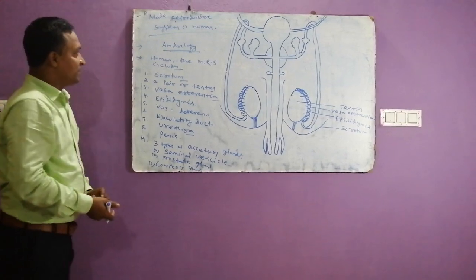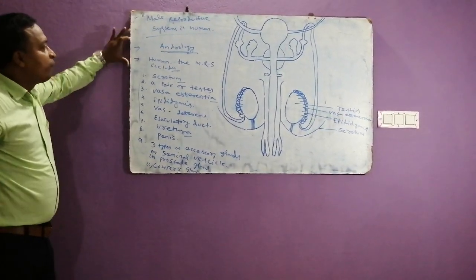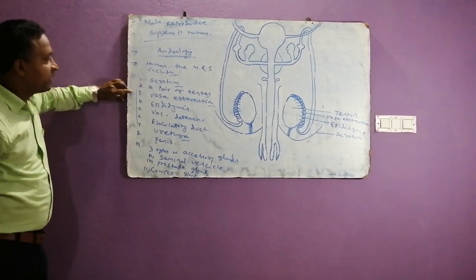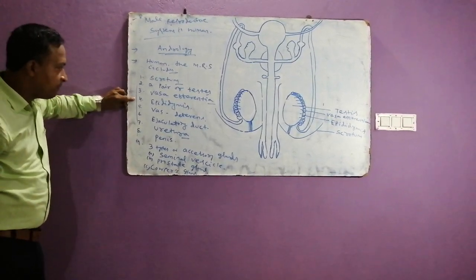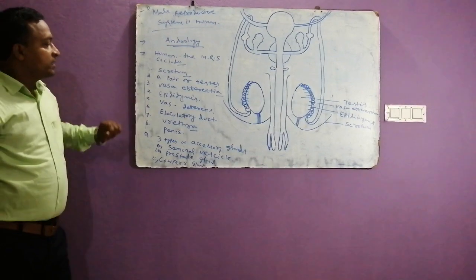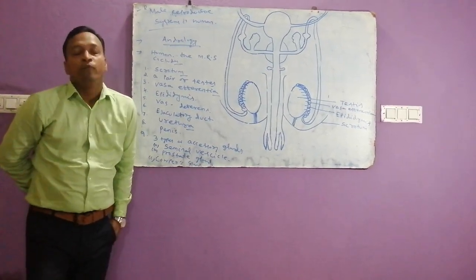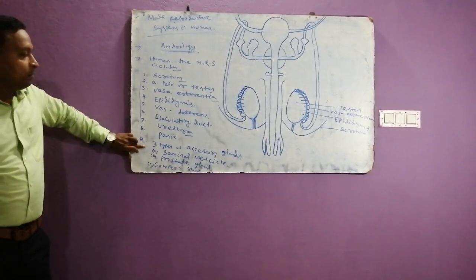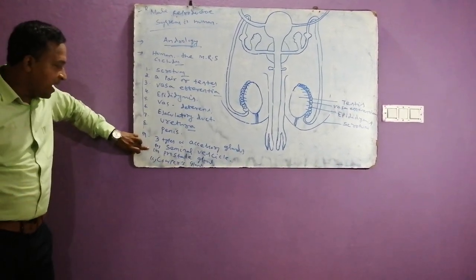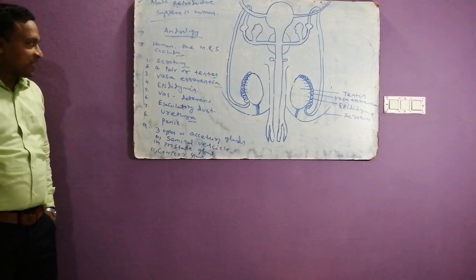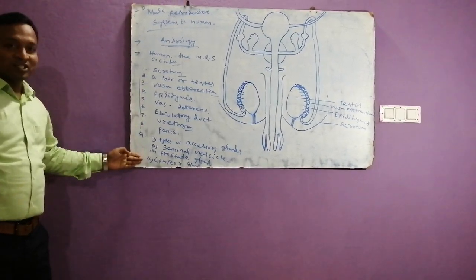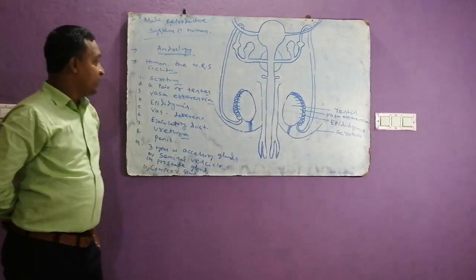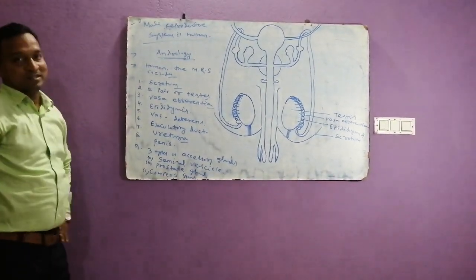So the main reproductive system includes the following organs. The first one is scrotum, a pair of testes, vasa efferentia, epididymis, vas deferens, ejaculatory duct, urethra, penis, and three types of accessory glands that include seminal vesicle, prostate gland and Cowper's gland. Just identify these structures here. This is the structure of the male reproductive system.